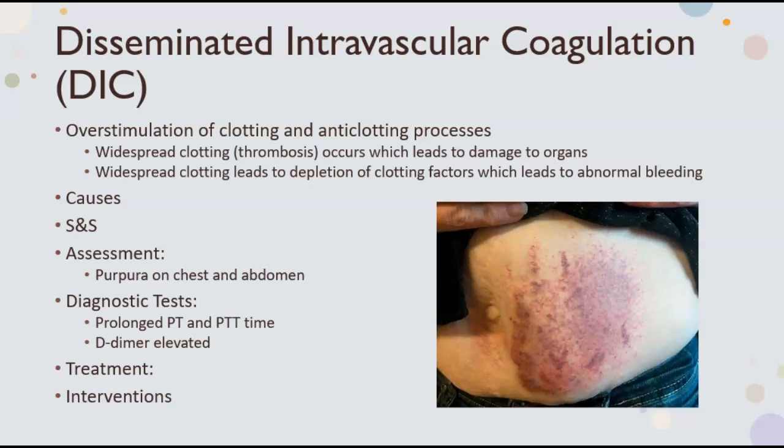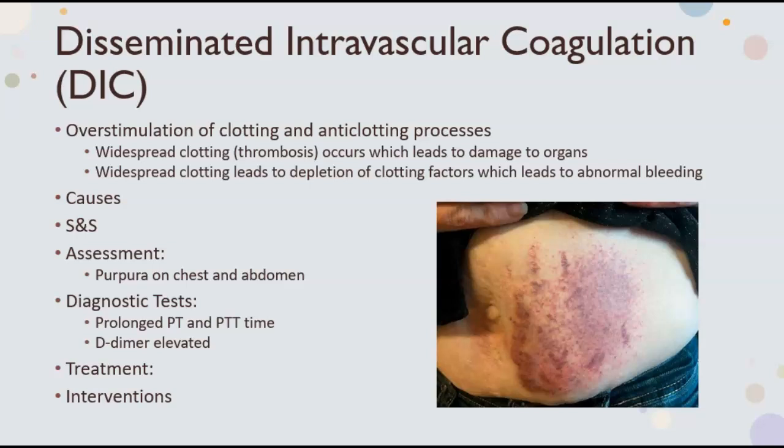Causes have a lot to do with pregnancy. So abruptio placenta can be a cause, death of a fetus and delayed delivery of that fetus, and preeclampsia. Signs and symptoms: bleeding in the mucous membranes, venipuncture or surgical sites, or GI and urinary tracts. Also dyspnea, hemoptysis, diaphoresis with cold mottled digits. So it's kind of symptoms of bleeding and symptoms of clotting at the same time.